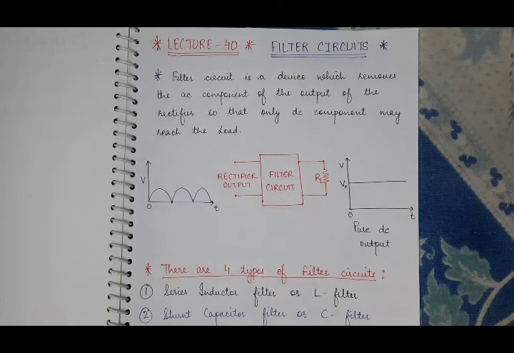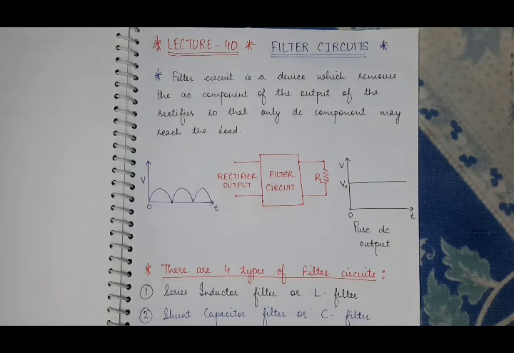As we know, the outputs obtained in the case of the full wave rectifier and half wave rectifier were pulsating in nature, meaning they were not purely DC. Still, an AC component is present in the DC output, but we want purely DC output. So to convert that pulsating output into purely DC output, we need filter circuits.